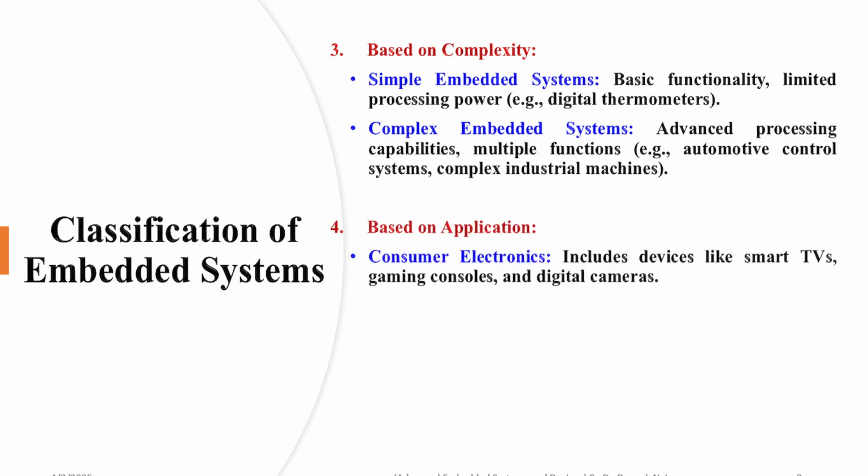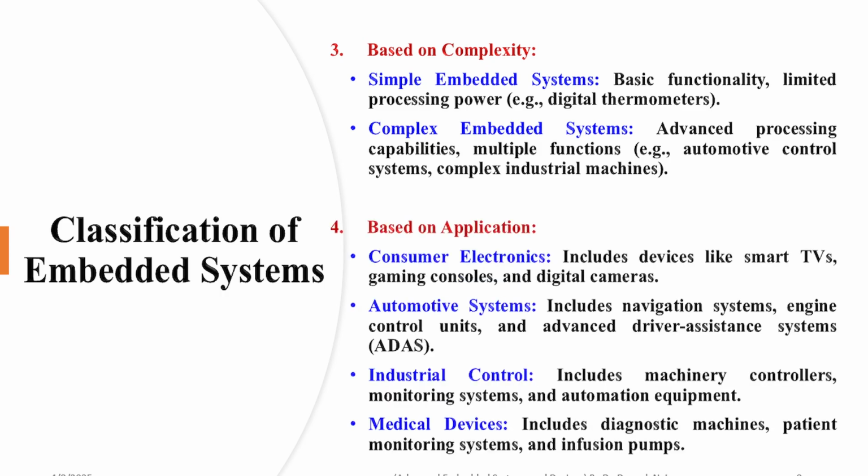Further, we can classify the embedded systems based on the applications. For example, consumer electronics like televisions, gaming consoles, digital cameras, and so on. Automotive systems, which are dedicated for automobiles, which include navigation systems, engine control systems, advanced driver assistance systems, and so on.